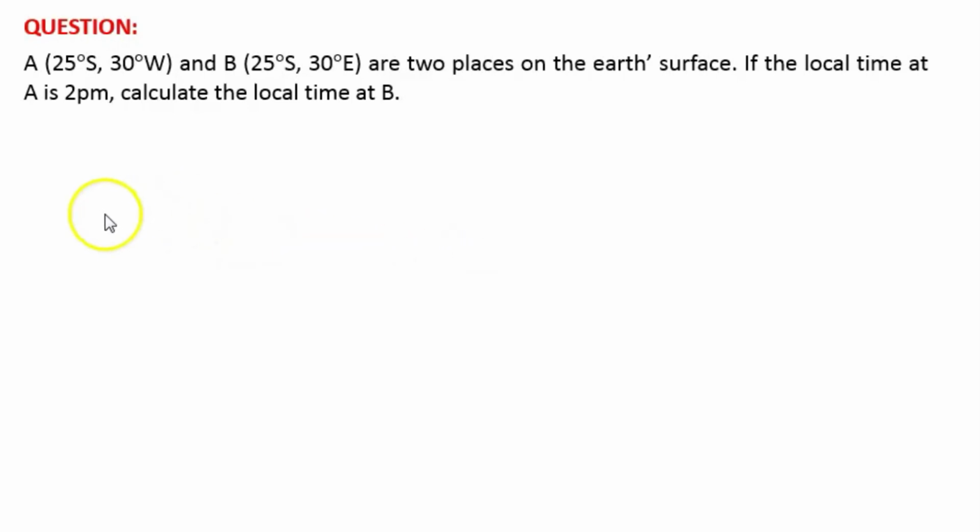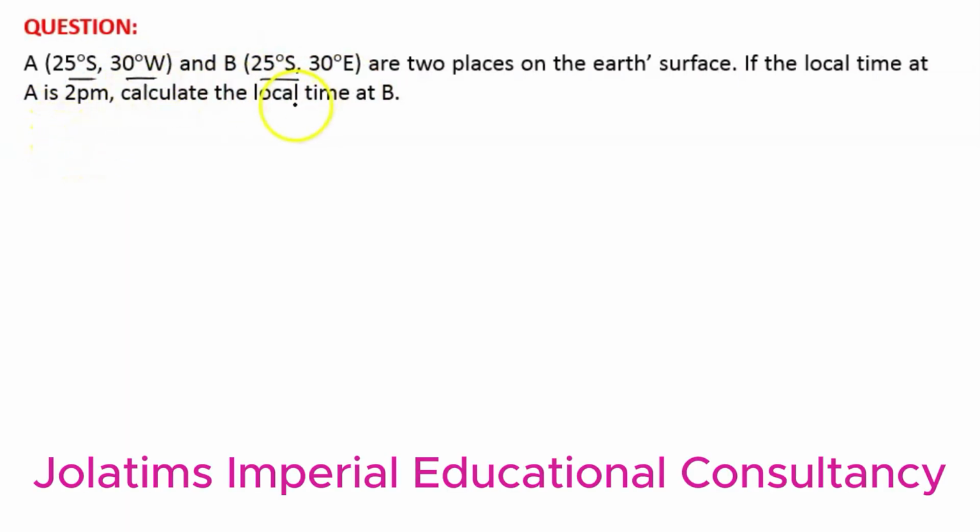All right, so to do this, the first thing you need to do, since we are talking about time, you have to get the angle difference. So this is south-south, they have a common latitude. It is their longitude that differ, and in different directions. So once they have different directions, we are going to add them together. So we have 30 degrees to the west, and we also have 30 degrees to the east. So our theta is going to be 30 plus 30. That is our longitude difference, which is going to give us 60 degrees.